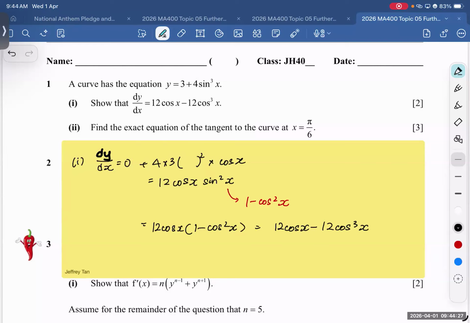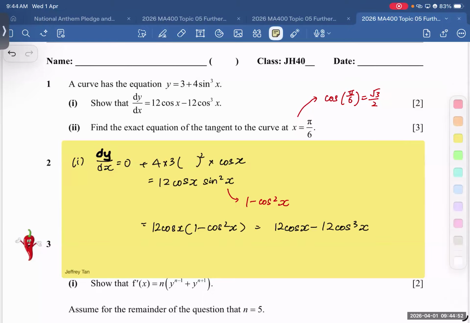Evaluate. Cosine pi over 6 is a special angle, so in case you want, cosine 30 degrees, right? So then it is square root 3 over 2. Okay, some helpful tips. Cosine pi over 6 is square root 3 over 2, for those who need. Okay?